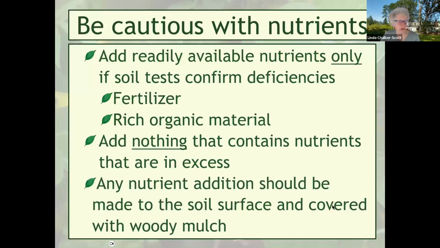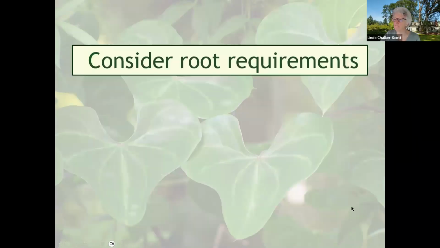And then make sure that you're not amending the soil. You want to add it to the top of the soil surface, and then you're going to cover it up with the mulch. But again, only if you need it, and most of the time you will not. Vegetable gardens need a little bit more care this way than landscapes, but you'll be surprised on how little you'll have to add even to your raised beds.